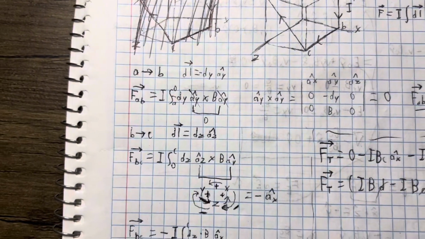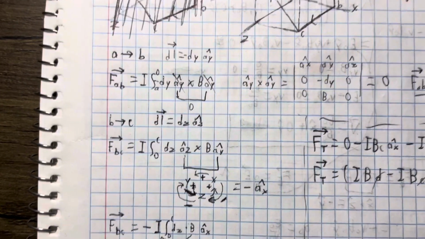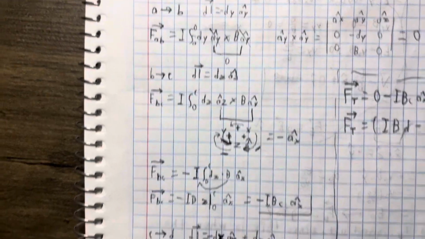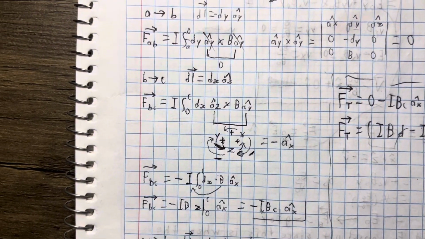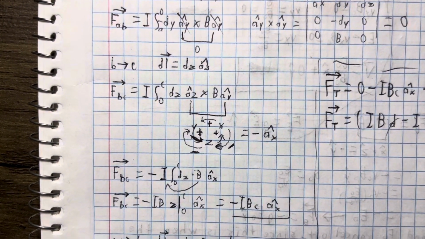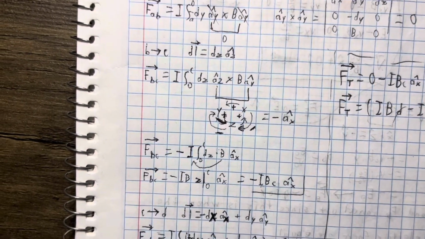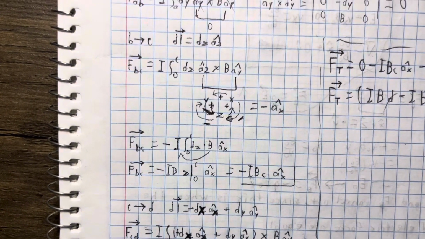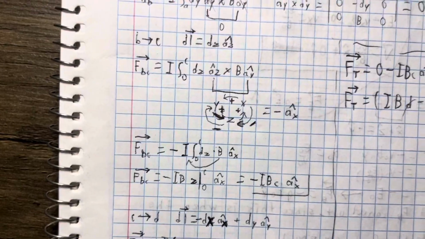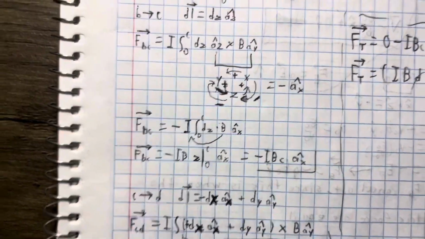Then for segment B to C, we have the differential of line in the positive z vector, and when performing this integral, we know that the cross product between the z and the y vector is going to be equal to minus x vector. We can also take the magnetic field outside as a constant, and then we just perform the integral, and we get this as the force for segment B to C.